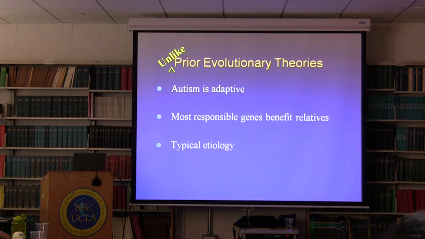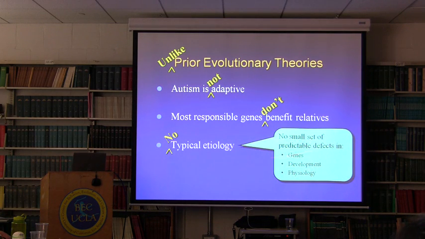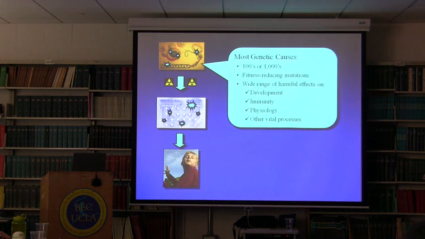So unlike prior theories, ours suggests that autism is not adaptive in any way. That most of the responsible genes don't benefit relatives, and that there's no typical etiology. There's no small set of predictable defects in genes, development, or physiology that causes autism. Most of the genetic causes will be hundreds or thousands of fitness-reducing mutations with a very wide range of harmful effects on development, immunity, physiology, and other vital processes.